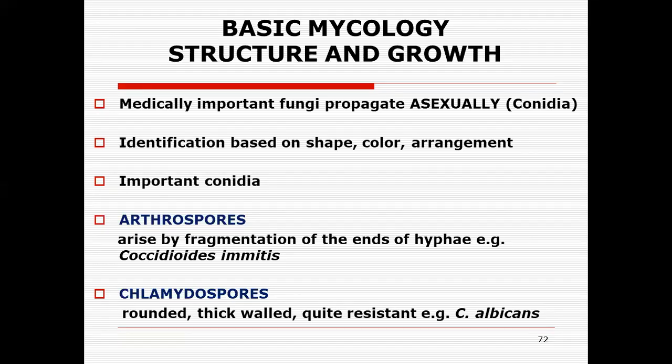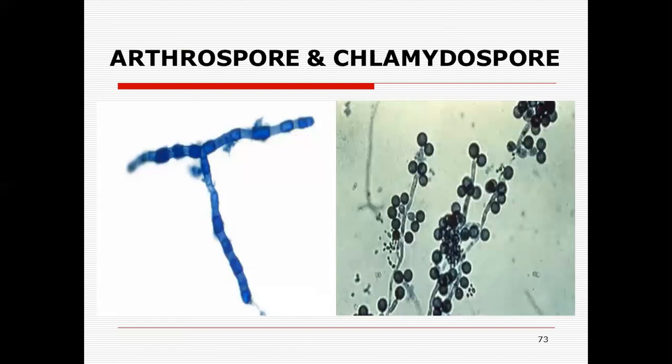Chlamydospores are round, thick-walled, quite resistant spores, and they are characteristic of Candida albicans, the organism that we will discuss today, along with its disease, its pathogenesis, and its treatment. So the chlamydospores are formed by Candida albicans. They are round, thick-walled, and quite resistant. Let's see how they look. The chlamydospores are round and thick-walled. This is the characteristic of Candida albicans.